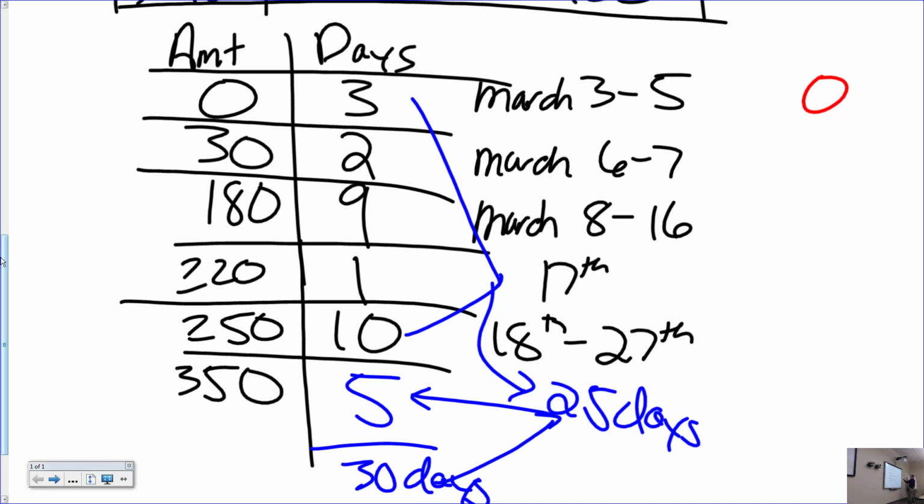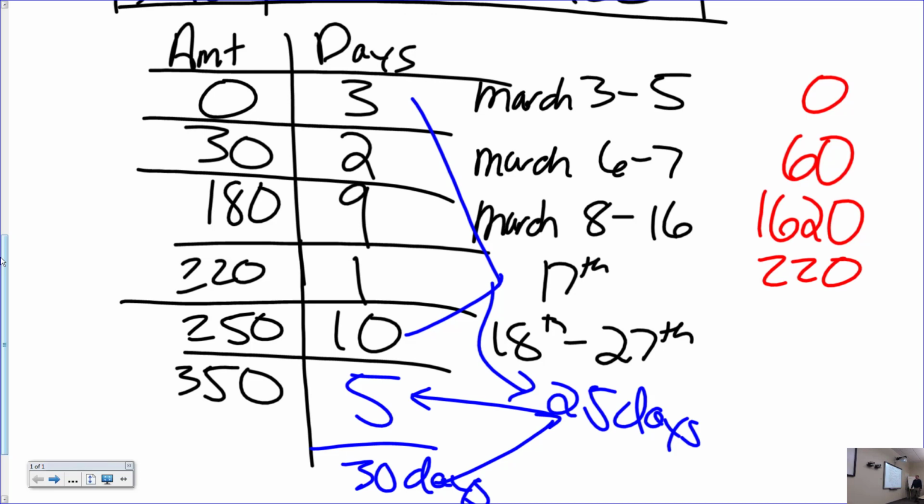What's 30 times 2? What's 9 times 180? What's 1 times 220? Hopefully you didn't use your calculator. 250 times 10. Again, hopefully you didn't use your calculator. And last but not least, 350 times 5.